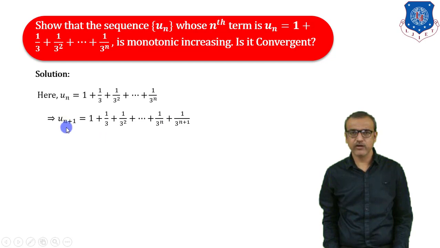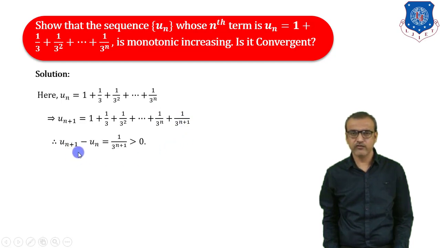Now we will find out un plus 1. So for that purpose we will replace n by n plus 1. So we have un plus 1 equals 1 plus 1 upon 3 plus 1 upon 3 square plus ... plus 1 upon 3 raised to n, and replacing n by n plus 1, we have 1 upon 3 raised to n plus 1.